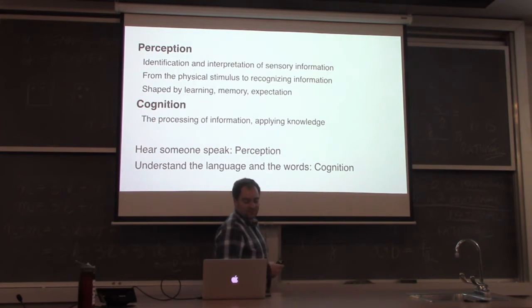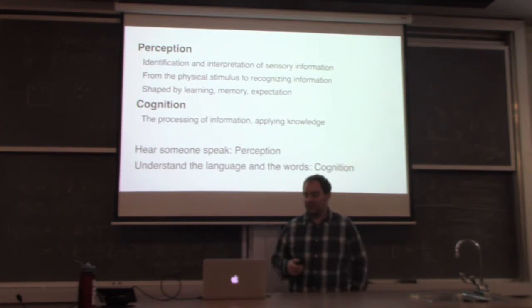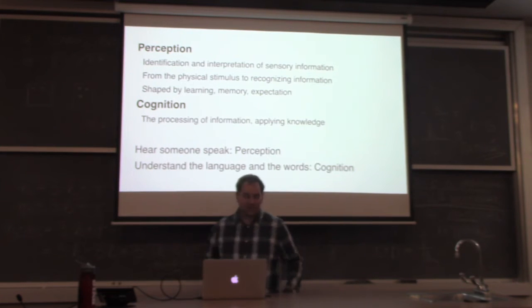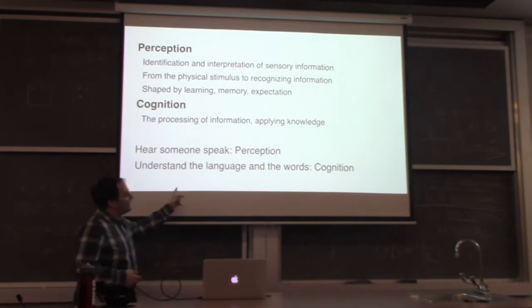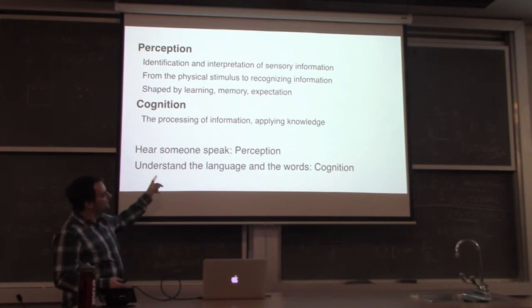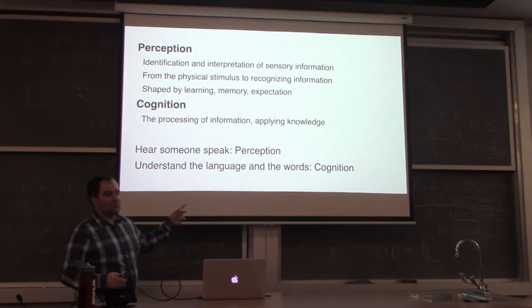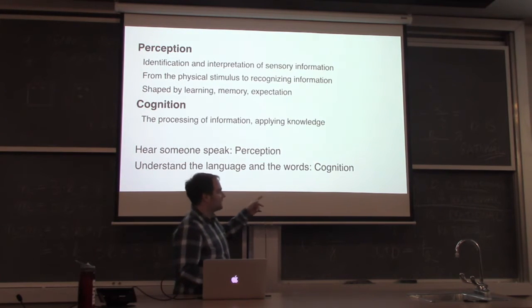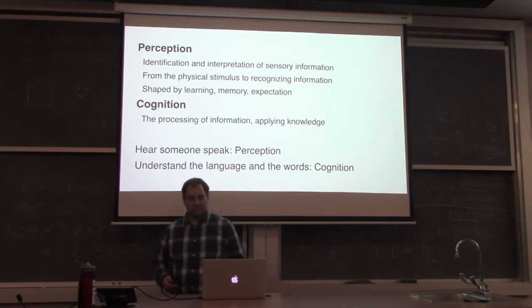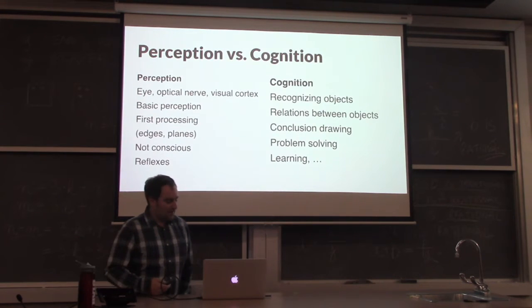Cognition is the processing of information when we want to apply knowledge. And my favorite distinction, for example, if you hear someone speak in a language that you don't know, that would be perception. But if you understand the language and the words and listen to the meaning, this is cognition. So this is the difference between those two.